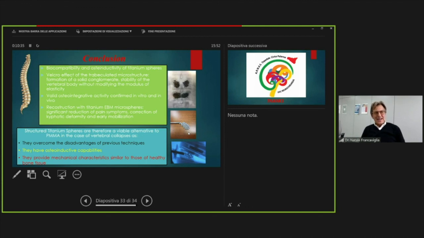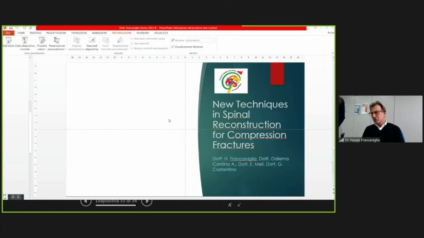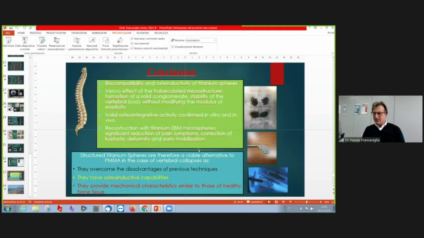So we have a nice reconstruction with titanium EBM microspheres, a significant reduction of the pain syndrome, a correction of kyphotic deformity, and early mobilization. So we overcome the disadvantages of the previous techniques. They have osteoinductive capability, and they provide mechanical characteristics similar to those of healthy bone tissue. In conclusion, our aim when we started to produce this was to give the vertebra an artificial structure for natural healing of the vertebral body. Thank you very much.